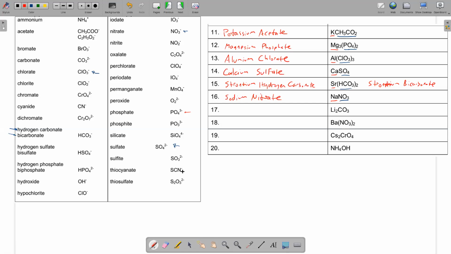Thiocyanate's an exception. Cyanide is an exception. Cyanide's a fun one. Hydrogen and cyanide makes hydrogen cyanide. You can also make sodium cyanide, and that's exactly what you think. It can be used as a poison. Any compound containing cyanide is usually incredibly poisonous.